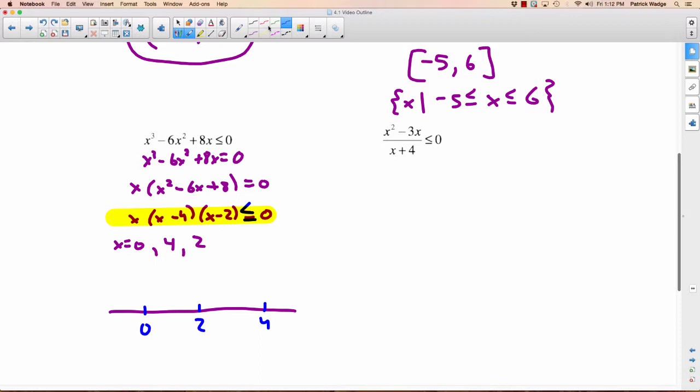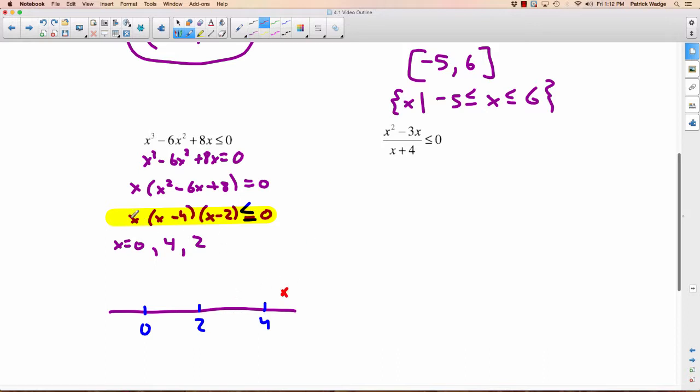Let's start by doing up here. How about 5? If I put 5 in here, I get positive. 5 minus 4 is positive. 5 minus 2 is positive. 3 positives multiplied together make a positive, and positive is not less than 0, so this one up here did not work.